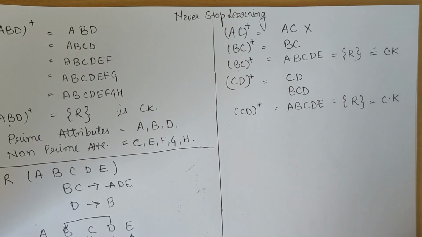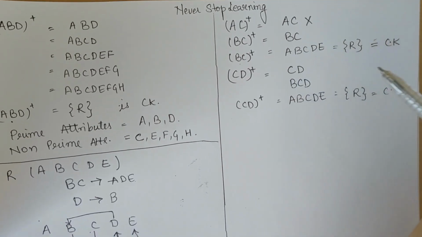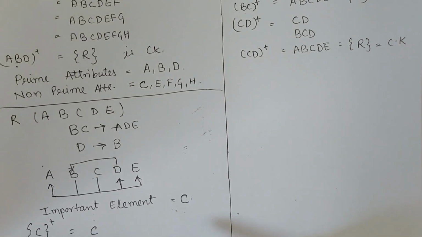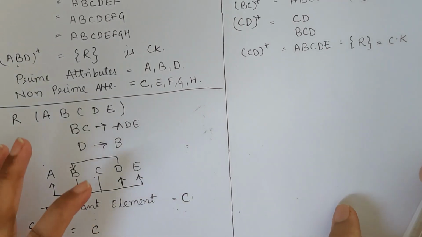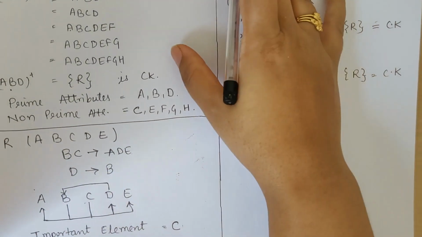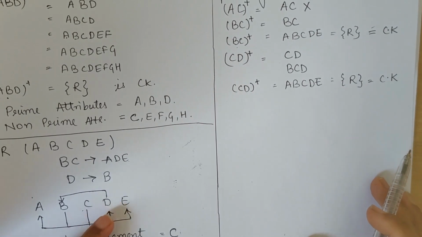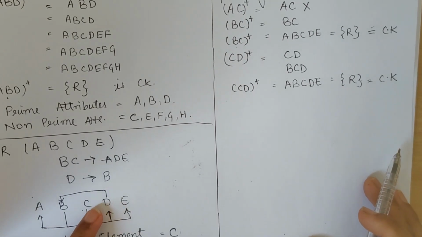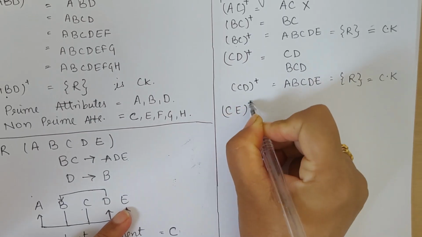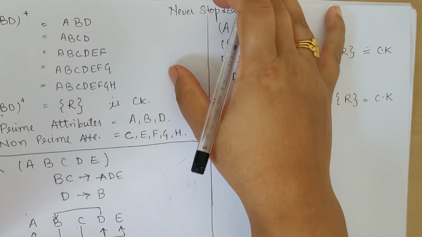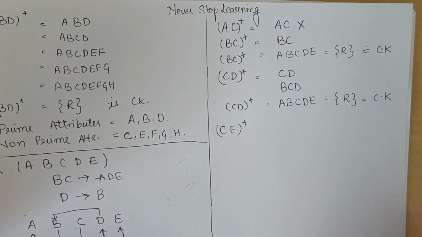That means for this question we already got 2 candidate keys, and the important element was C, which was not able to find out anything by itself, but with a combination it's giving me the candidate keys. Okay, so CD is also done. Let's try for CE. So closure of CE next. Okay, so let's calculate the closure of CE.